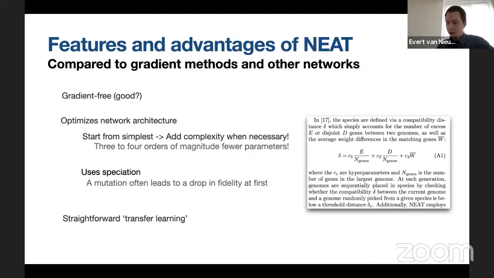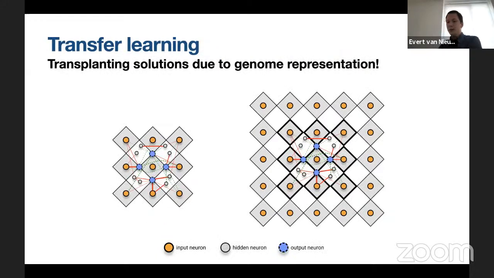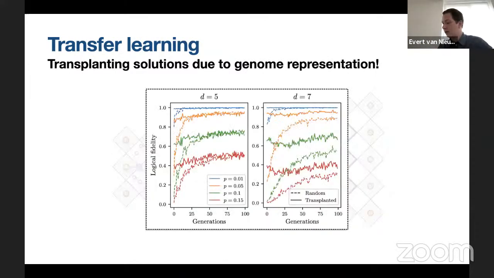I'm speeding up. I know I'm already 5 minutes over now. There's also straightforward transfer learning with these networks, if you know about them. And that's simply because once you have a trained network, let's say on this 3x3 lattice with these input neurons and the 4 output neurons, I can just take that network, use that as the new population, and all I have to do is add more input neurons with trivial connections, and then evolution can continue from there and start adding more hidden neurons as necessary.